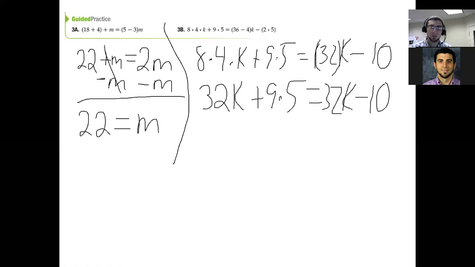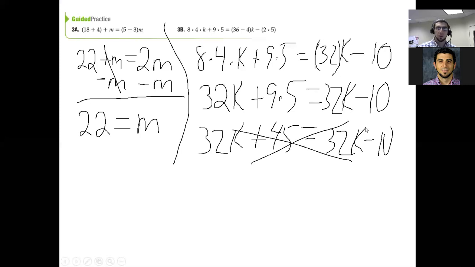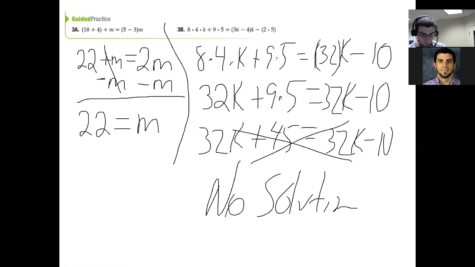And you can kind of see what's going to happen. So both sides have a 32k, and one's adding something and one's subtracting something. So this is probably going to be no solution. 32k plus 45 equals 32k minus 10. No, that can't happen because you can't add a different number to the same number and say they're equal, right? So this one is no solution.